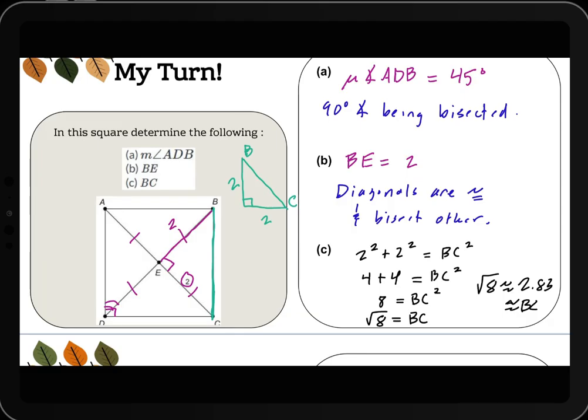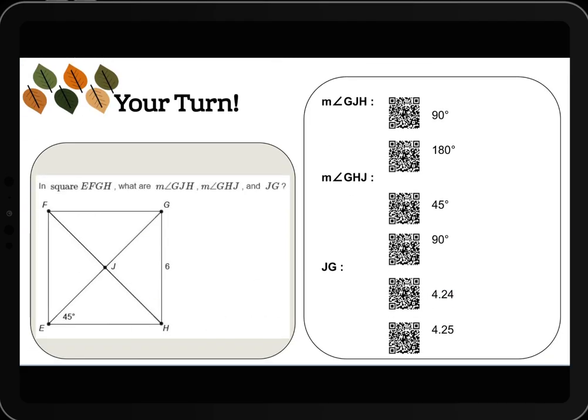Okay, so in this particular case, you might want to pause the video and see if you can determine the different measures of these respective angles. You should have arrived for GJH at 90 degrees. That angle is right here, so it's a 90-degree angle. We should have arrived at 45 degrees for GHJ. So GHJ is going to be this angle right here. That's half of 90, so that's 45 degrees. And then lastly, you should have had 4.24 for the length of JG.